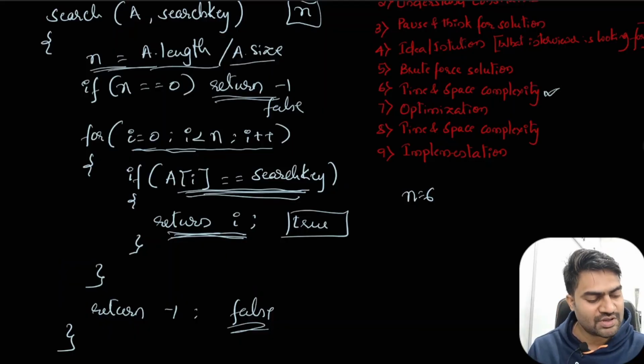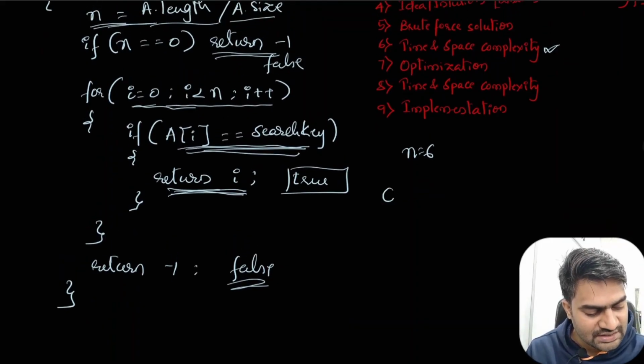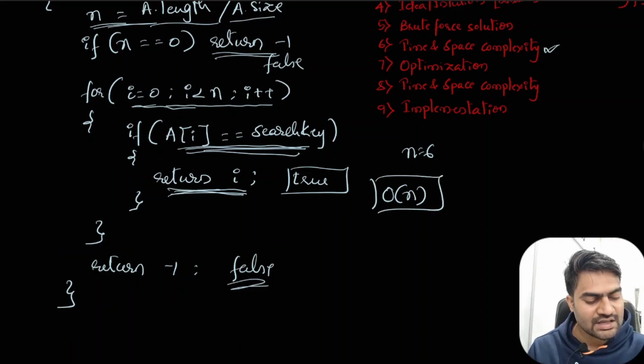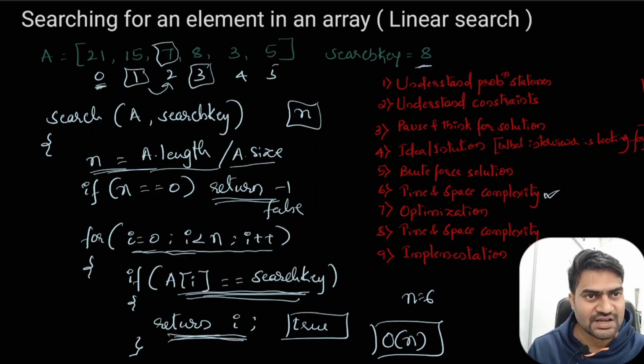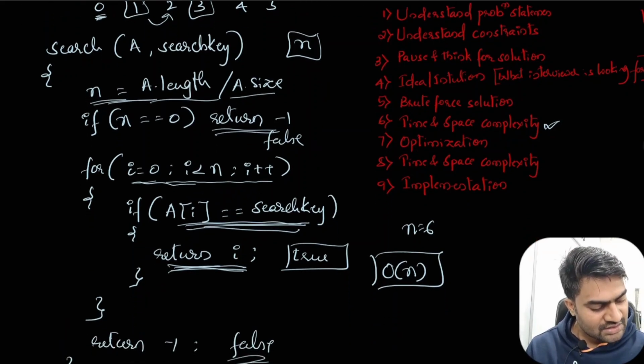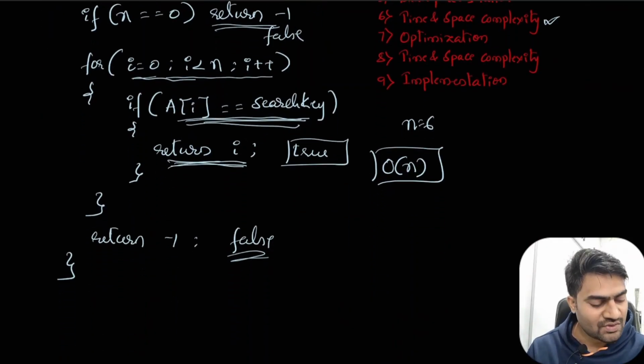Next step, we want to check the time and space complexity. So what is the time complexity for this particular code? It is of order n. Why? Because we don't know whether our element is at the beginning, at the end, or in the middle. So we don't know. In the worst case, we will have to iterate through the entire array to find the element. So that's why the worst case time complexity is of order n.